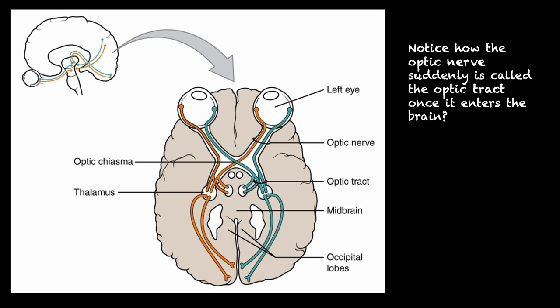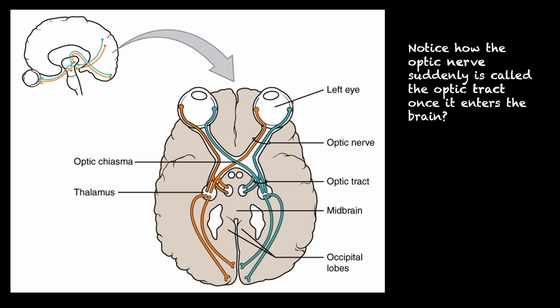Okay, and then another issue here, keeping track of whether to use the term tract or nerve, which is something I mentioned before can be kind of tricky. So look at this diagram here. This is showing you the flow of neural information from the time light hits your eyeballs.